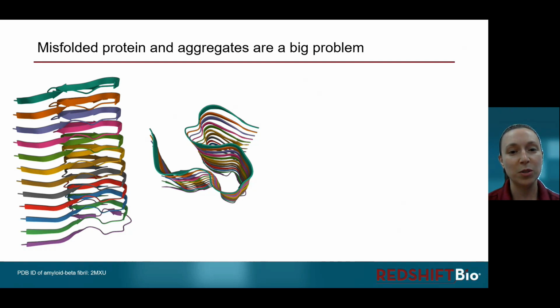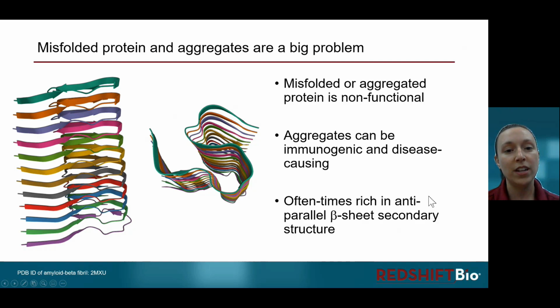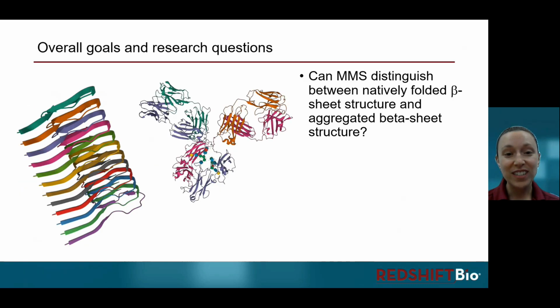Misfolded protein can lead to exposing of hydrophobic pockets that cause further aggregation. Aggregates are a problem because they are non-functional, can be immunogenic and disease-causing, and are usually beta sheet rich, which, as we saw in the previous slide, so are natively folded antibodies. Since we've just seen how protein structure is critically important to its function, it is important to be able to distinguish protein aggregates from natively folded protein, since they can both be made up of antiparallel beta sheet structure.